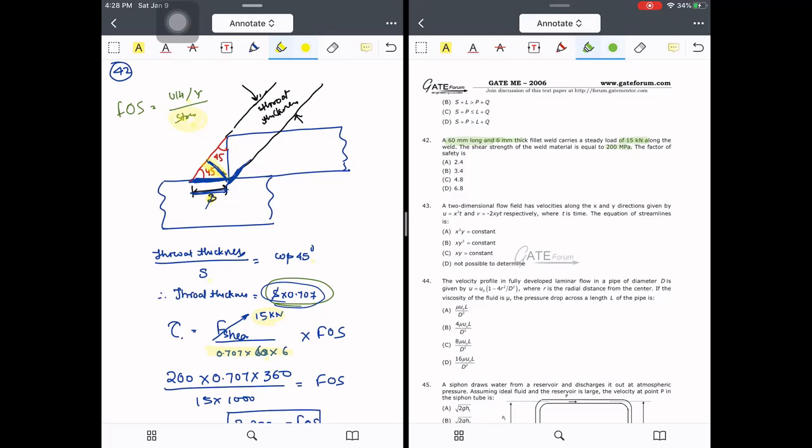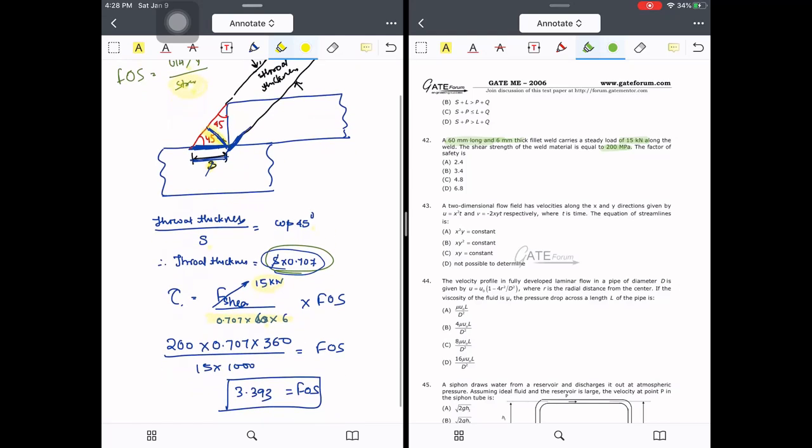Okay, so the force divided by the area is nothing but the stress that is applied. This is what we found. And factor of safety, have they given? No. Factor of safety is equal to ultimate stress by the stress applied. Ultimate stress, I think they have given, is equal to 200 MPa. So 200 divided by this entire force, this 15 kilonewton divided by this. So this denominator portion will go in the numerator, and you'll find the factor of safety is equal to 3.393. So 3.393 is option B, 3.4.